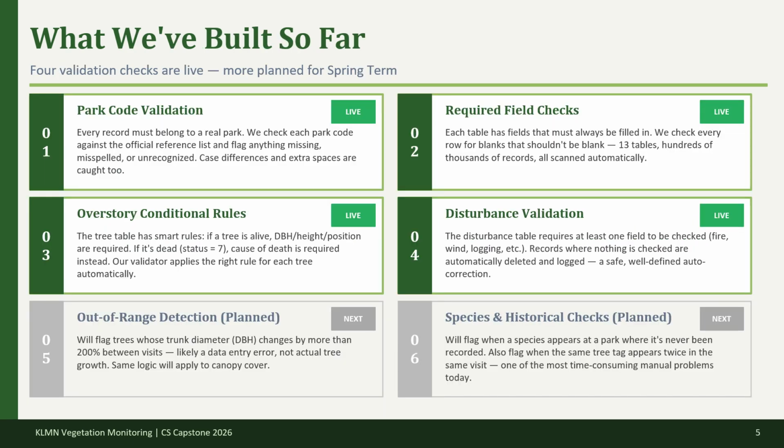So here's where we are. Four validations are live and running on real data. Those are the green live cards. Two more are planned for spring term, the gray next cards.